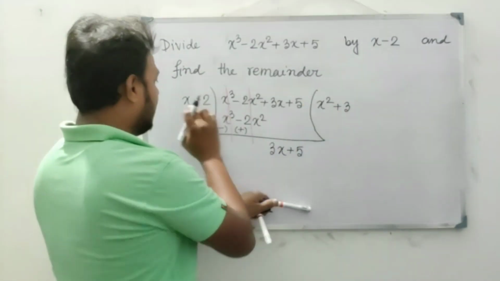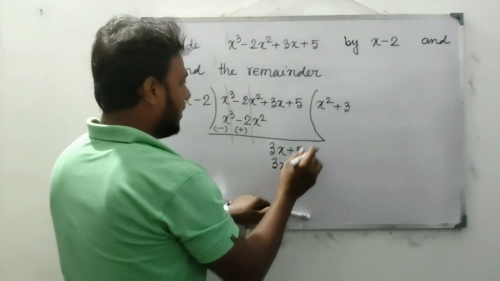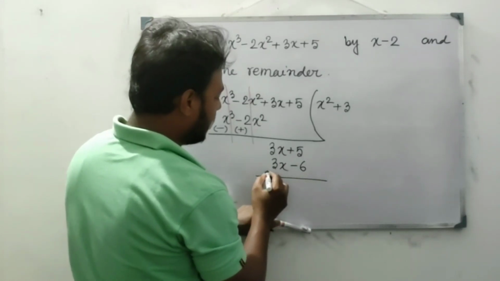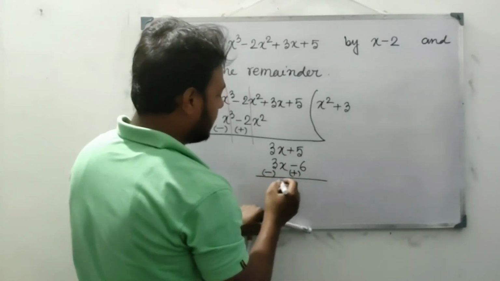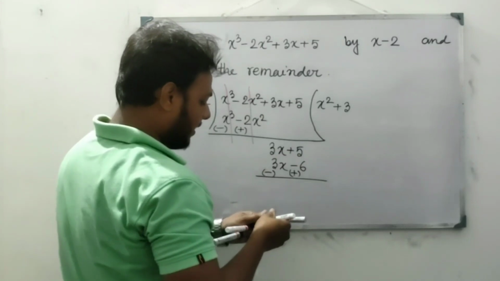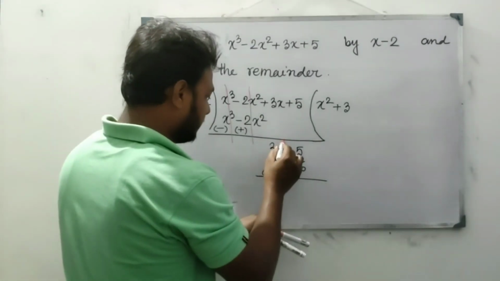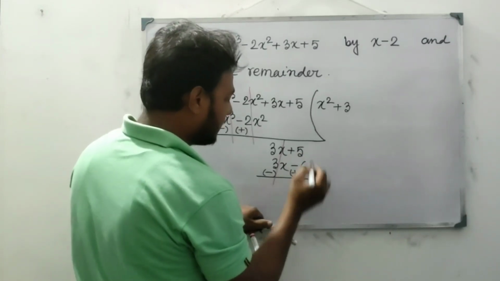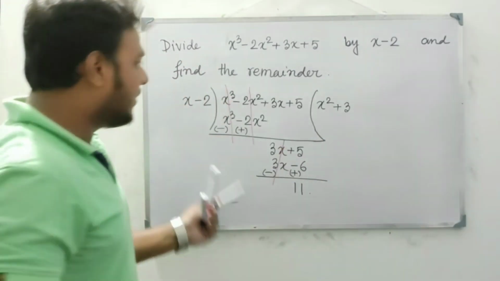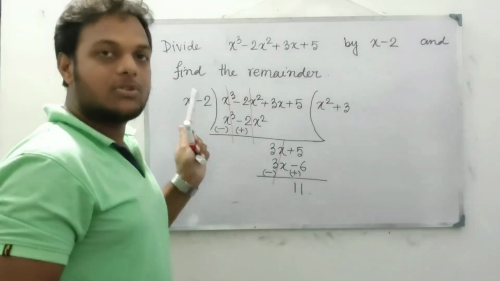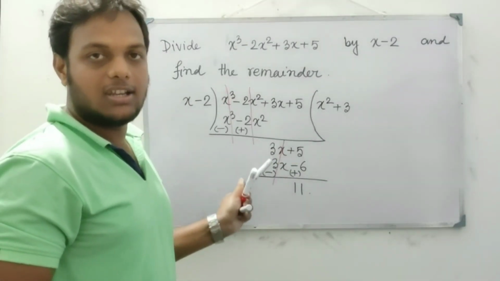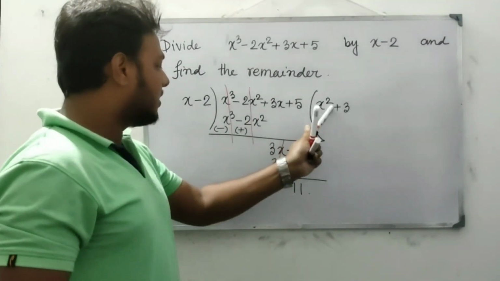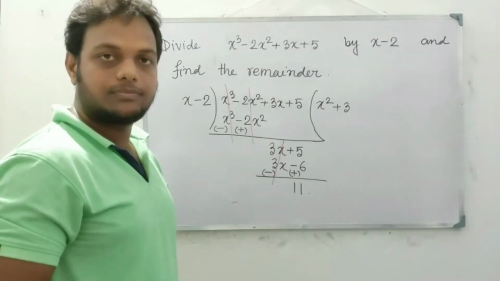Okay, so by 3, then it will be 3x, and 3 to the minus 6. Again change the sign, then it will be minus, it will be plus. Then again 3x cancel out, opposite sign. So this is 6 plus 5, 11. So this completes the division process, and this division process also must satisfy the division algorithm. That means dividend must be equal to divisor into quotient plus remainder.